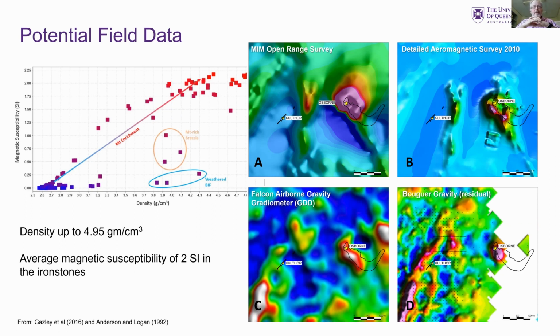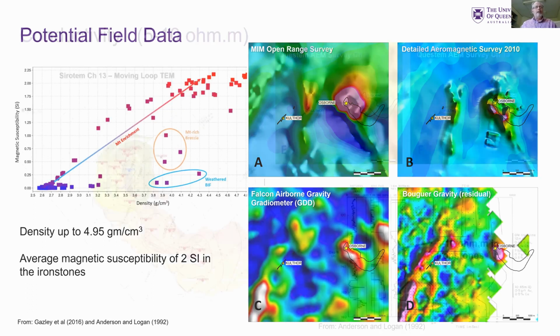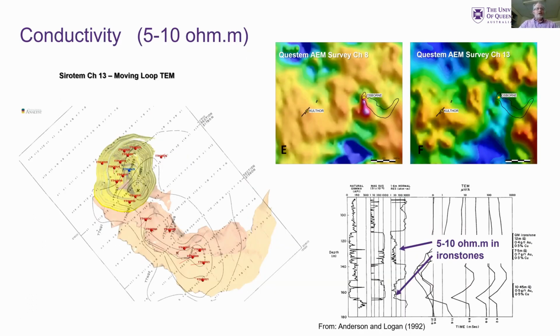And then on the left is the Falcon gravity gradiometer data. And so you can see that the Osborne deposit stands out in that as well. So it's certainly a magnetic and a gravity anomaly. And now the last slide, if we stick with the geophysics, is conductivity. So the discovery of Osborne was essentially a magnetic and an EM discovery under cover.